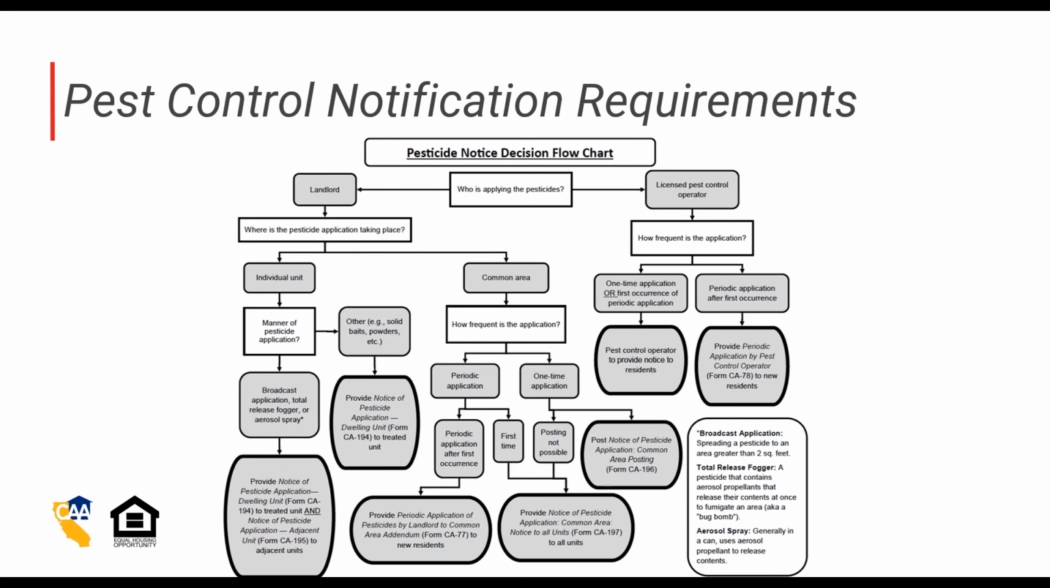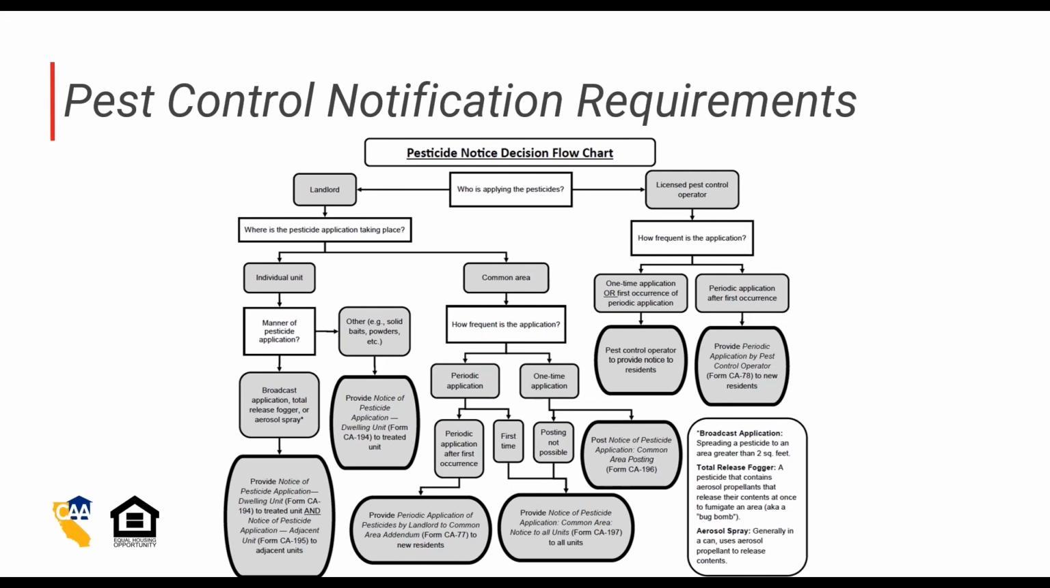Feel free to look away. This addresses a recently enacted California law that requires landlords who apply pesticides themselves, rather than hiring a professional, to provide a specific notice to their tenants. Different notices are required depending on where the pesticides will be applied. In some cases, notices must be provided to a single unit or to neighboring units, to all units, or posted in common areas. CAA has about half a dozen forms that can be used to comply with this requirement.